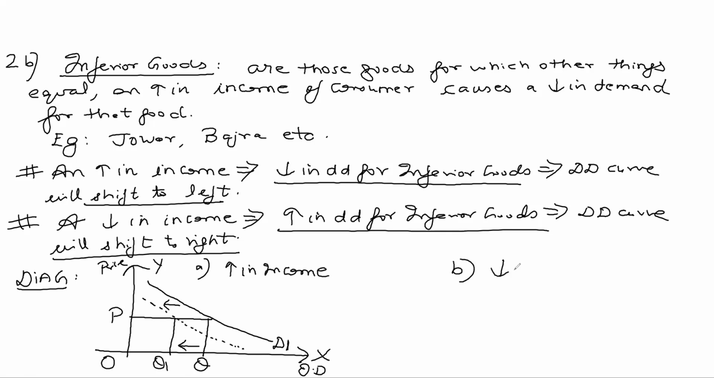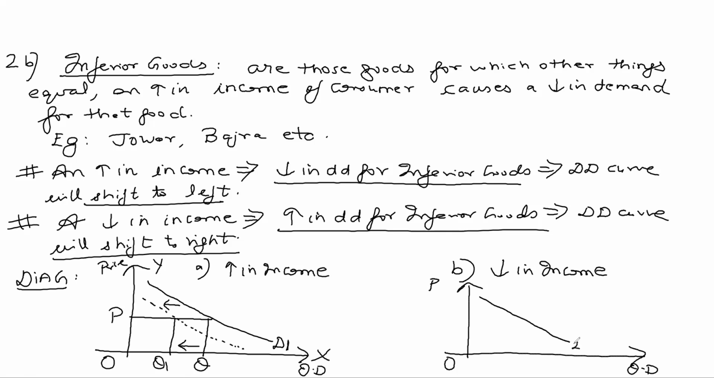And case B, fall in income. A fall in income will cause the demand curve for inferior goods to shift to the right. So this is my initial demand, D1. At the same price OP, if income falls, you start demanding more of inferior goods. So in this case, my demand curve for inferior goods is going to shift to the right.